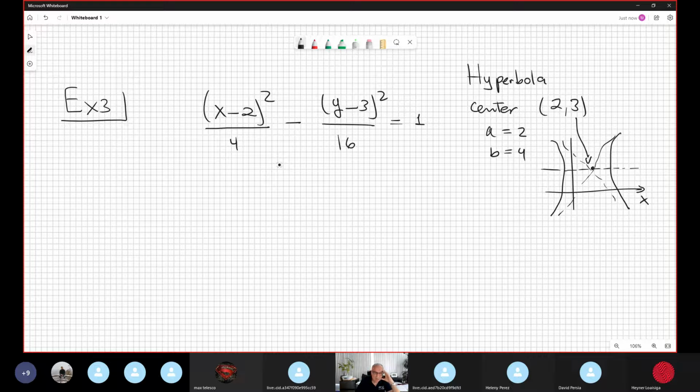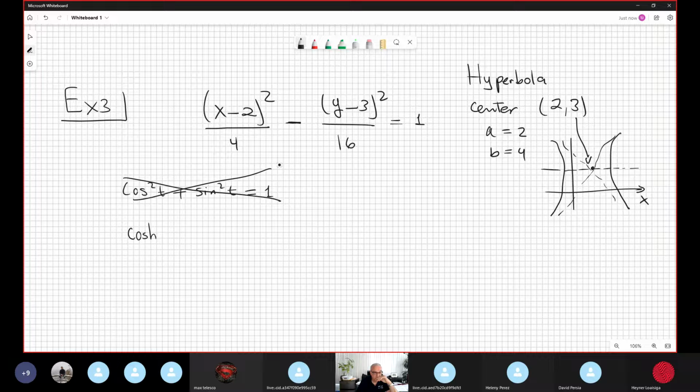Now I want to find the parametrization. So for parametrization, I need to remember something. It is obvious that the formula cosine squared t plus sine squared t doesn't work, because this is 1, not plus. This is negative, not positive. So no, not good. But we can use cosh.